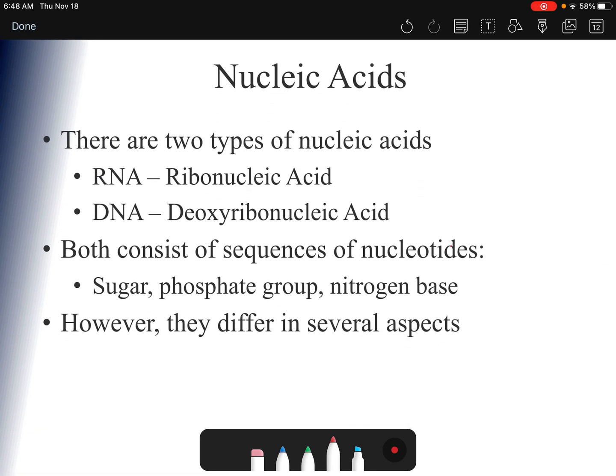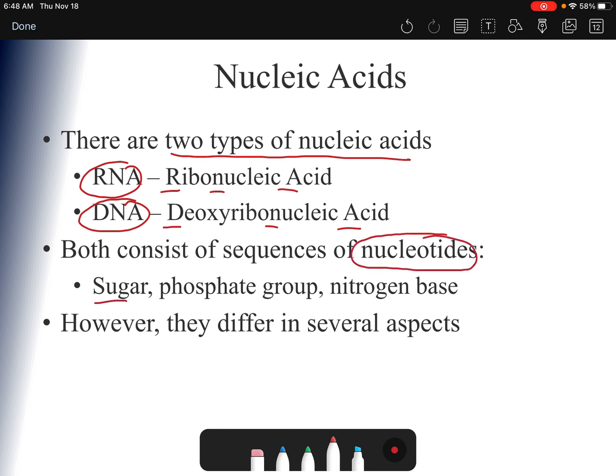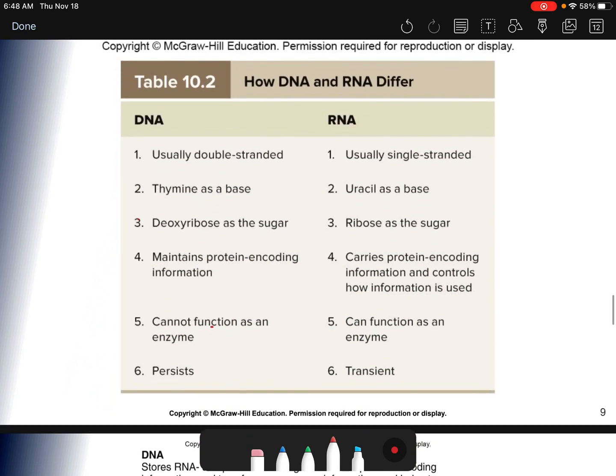So, two types of nucleic acids. One is RNA, which is ribonucleic acid, and DNA, deoxyribonucleic acid. They both consist of nucleotides, meaning they're made up of sugar, phosphate group, and nitrogen base. They're joined, one after the other, just like you did when you made your DNA models. There are some differences, though.